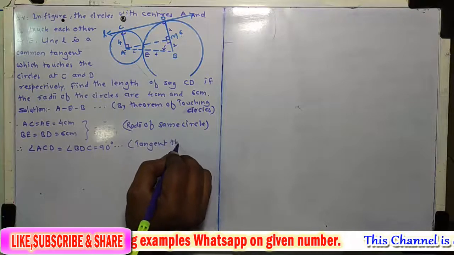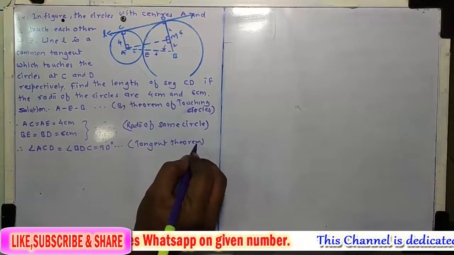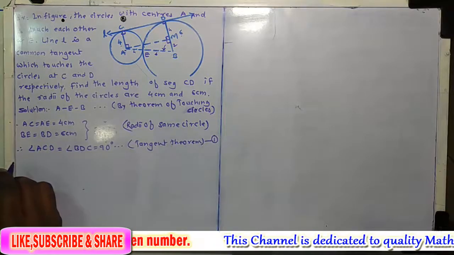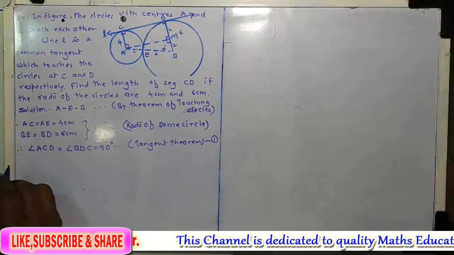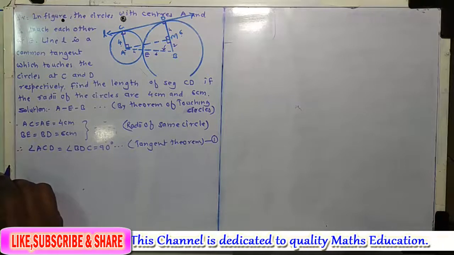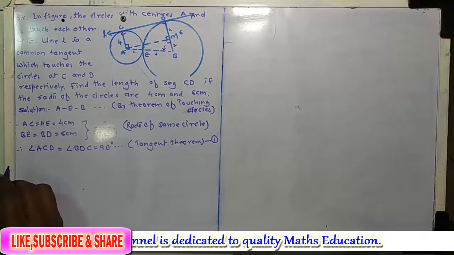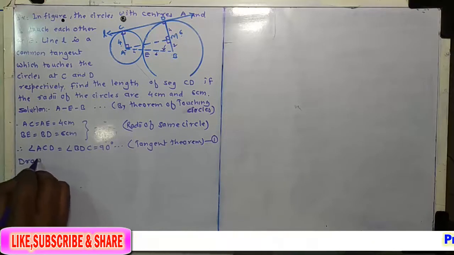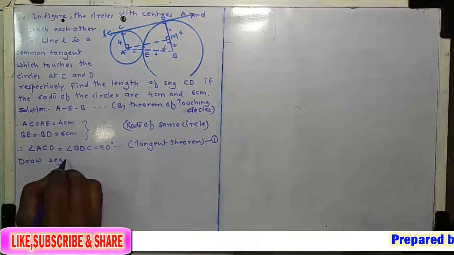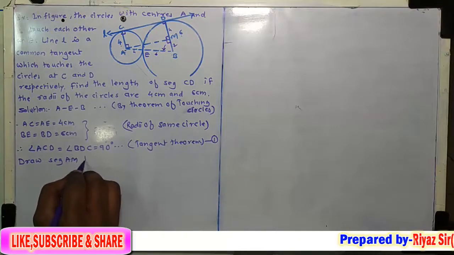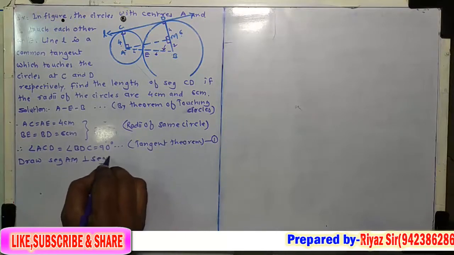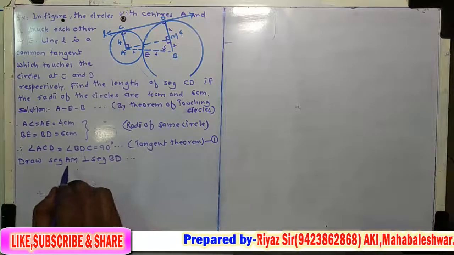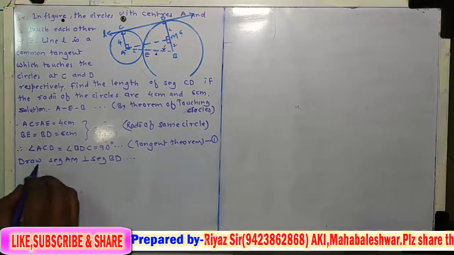Tangent theorem. So this is equation number 1. Okay, now in the quadrilateral, now draw segment AM perpendicular to segment BD. Okay, draw segment AM perpendicular to segment BD.